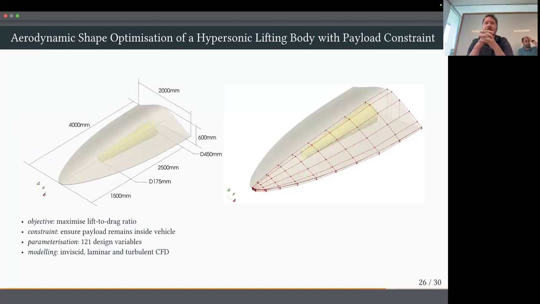I mentioned this, so I'll touch on it briefly. This is the design problem we want to look at: maximize lift to drag ratio, but ensure that yellow payload remains inside the vehicle. And we've also subjected this to a length constraint as well. We do this with 121 design parameters, not all shown here. As a method, not as engineering, but as a test of the method, we've done this with Euler flow, laminar flow, and turbulent flow, just to check that our adjoint can solve in those different modeling arrangements. And we've even done it with just a panel method, so that's a non-CFD method.